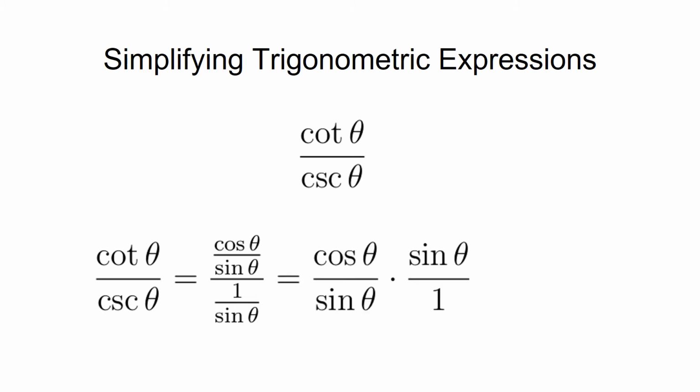This is a complex fraction. When we divide something by a fraction, it's equivalent to multiplying it by the reciprocal of that fraction. So this expression equals cosine theta over sine theta times sine theta over 1. And that equals cosine theta.